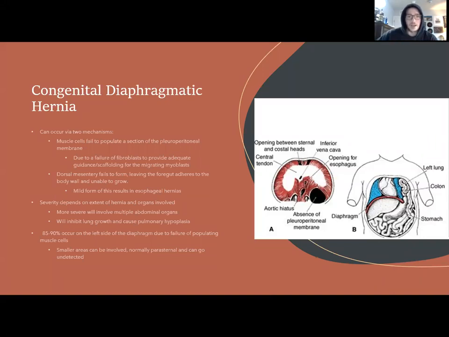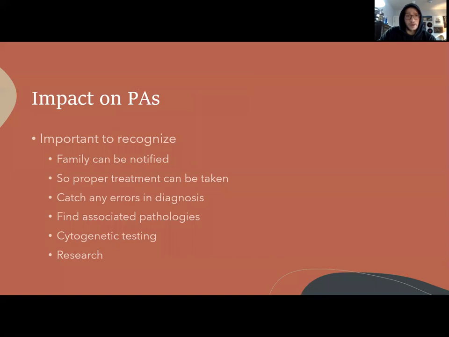So 85 to 90% of congenital diaphragmatic hernias occur on the left side of the diaphragm, due to that first mechanism we talked about, which is the failure of the muscle cells to populate that section. You can also have it happen on the anterior or peristernal wall. These result in tiny little hernias that almost always go undetected until death, unless they develop necrotic tissue and cause you to go septic. So that's kind of it for congenital diaphragmatic hernias.